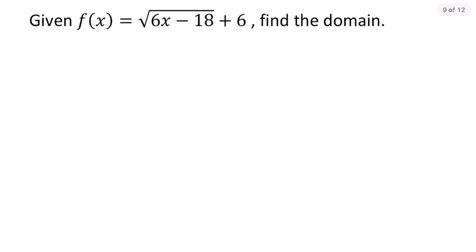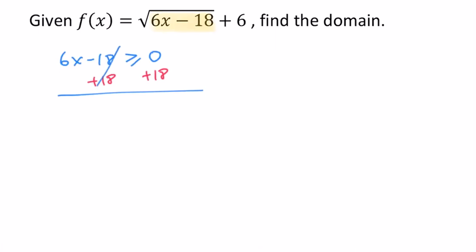Given f of x is equal to the square root of 6x minus 18, plus 6. So here we don't have a fraction, but we do have a square root. So inside the square root, 6x minus 18 needs to be greater than or equal to 0. Solve the inequality. Add 18 over. And we have 6x is greater than or equal to 18. Divide out the 6. So x is greater than or equal to 3.